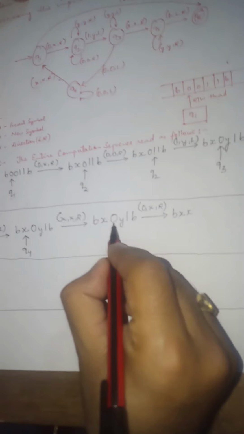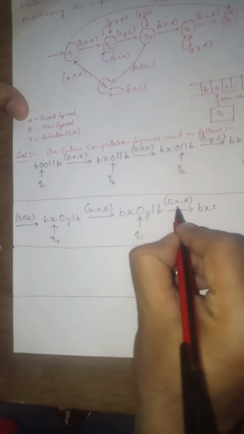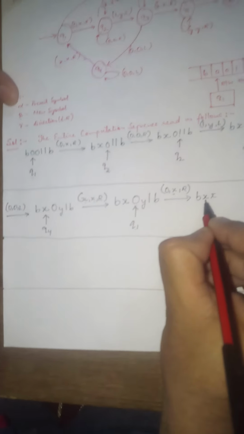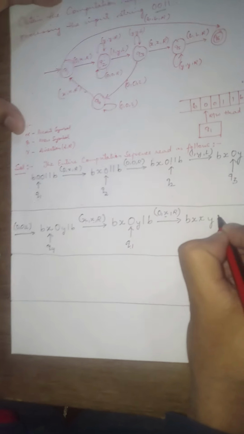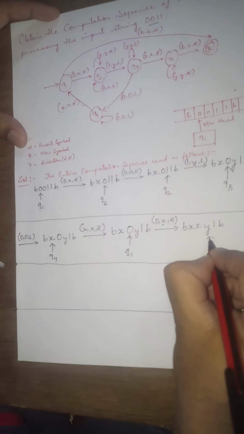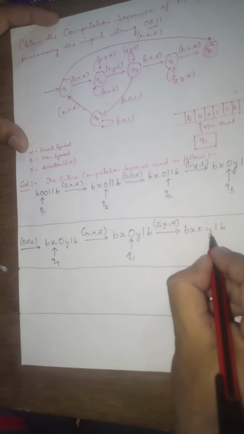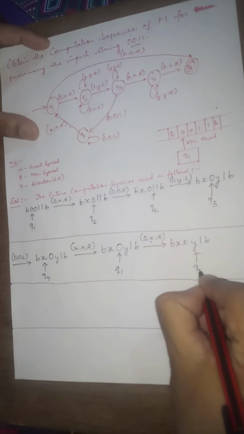Q1 upon the processing of 0 goes by 0 x r. It means this 0 will be replaced with this x. That is why I have written b double x. Then we have y 1 b. The direction is right. It means the cursor will point to this y. Now the state is q2.